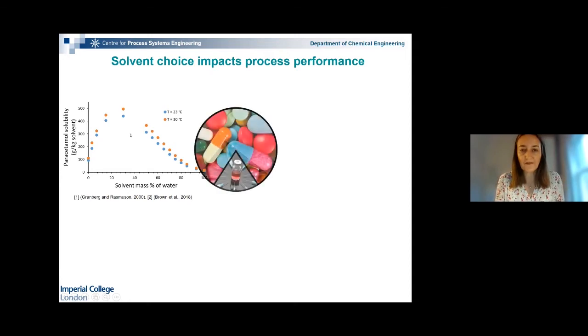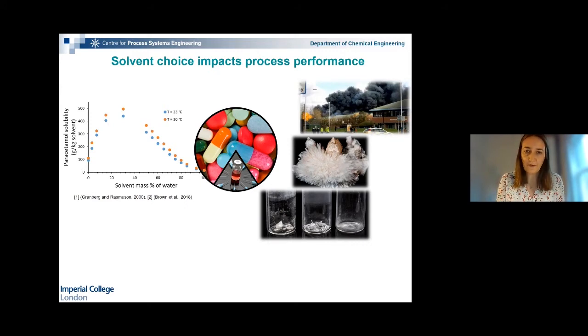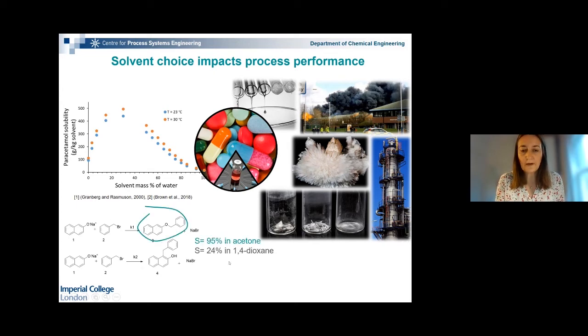So that's very encouraging for process development, but we also have to think about how much solvent is left in the final product. We have to think about the impact of the solvent on crystal shape. We have to think about the safety of the process and the impact of the solvent on that, the ease of processing, so for example, viscosity, and we have to also think about yield and the use of raw materials and solvents as well. So for example, for this ether synthesis reaction shown here, the selectivity to the ether varies widely between acetone, where it's 95%, and 1,4-dioxane, when it's only 24%. So solvent choice, as you can see, has quite a complex impact on a process.